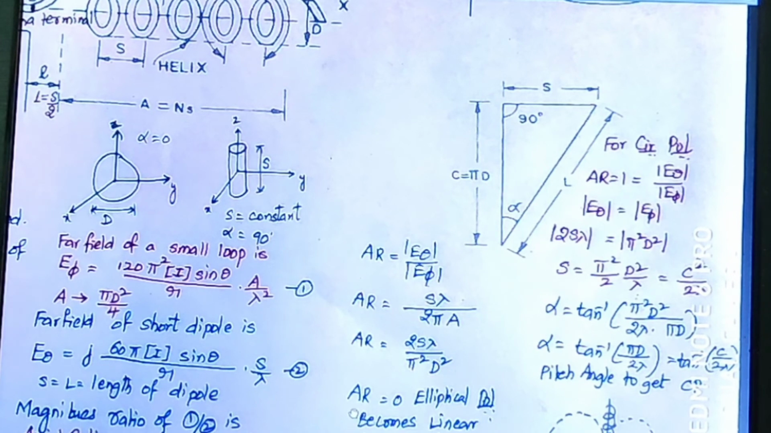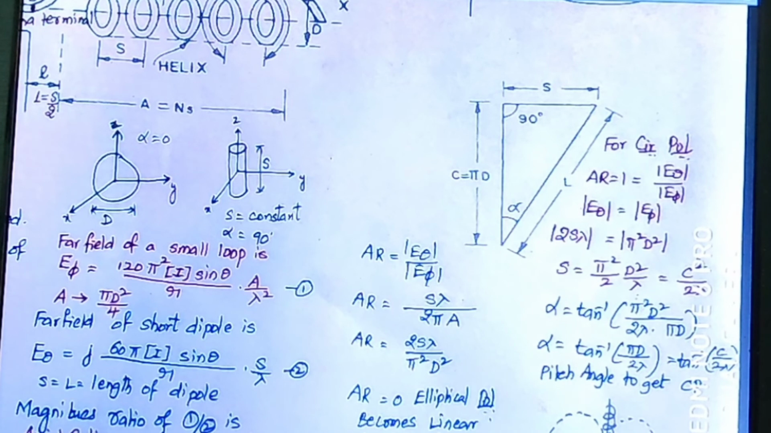Now let us go for analysis and conclusion. Axial ratio AR is equal to 0. Then the elliptical polarization becomes linear polarization. As I said, the magnitude ratio of 1 and 2 gives you elliptical polarization. Now, if axial ratio is equal to 0, this elliptical polarization becomes linear polarization. Let us see linear horizontal polarization. How does it become so? Axial ratio equal to 0 makes the elliptical polarization linear horizontal polarization. If axial ratio is equal to infinity, then elliptical polarization becomes linear vertical polarization.